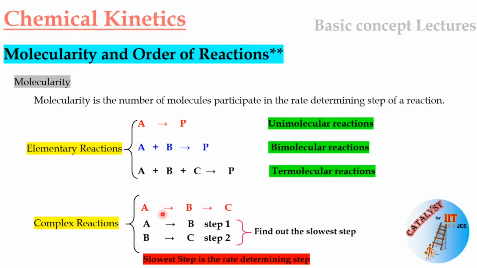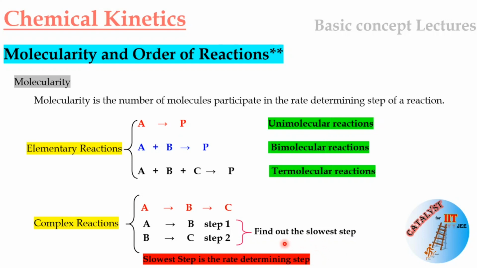Now let us consider this complex reaction where A is giving rise to B and B is again giving rise to C. Now there are two steps: A to B is step 1, and B to C is step 2. Now you need to find out which step is the rate determining step. Then only we will be able to find out the number of molecules that participate in that step. To find the rate determining step, you need to find out what is the slowest step, because the slowest step is the rate determining step. This is a very important point. You need to remember that the slowest step is the rate determining step for any complex reaction.